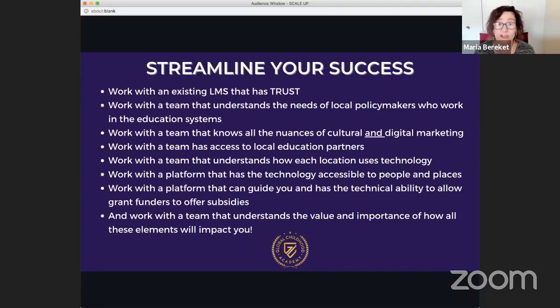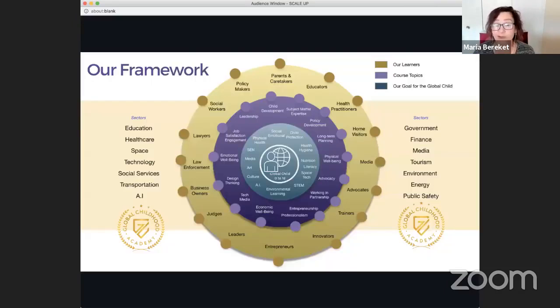And finally, understanding the value and importance of how all of this comes together. I'm all about connection. And as the world gets smaller and more global, that focus on a global child as a community, offering your expertise within that community, is really critical. And you're not going to find another platform that gives you that ability to be in this framework.